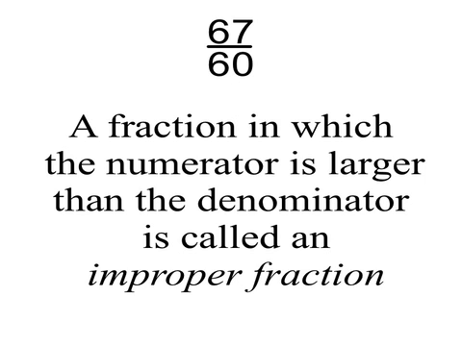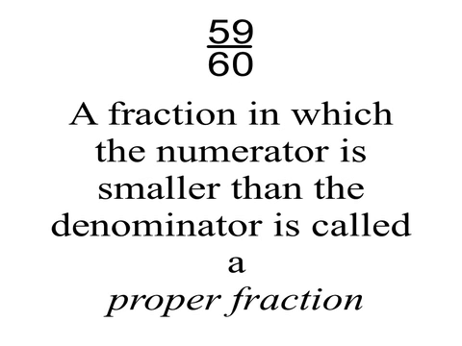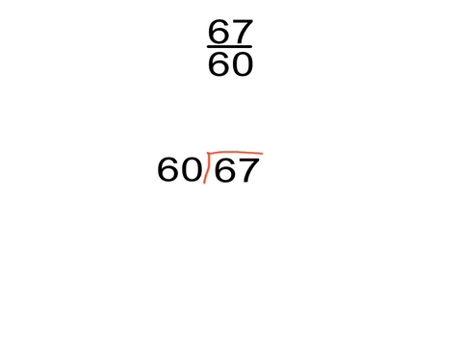We're looking once again at the simple fraction 67/60. A fraction in which the numerator is larger than the denominator is called an improper fraction. And you might guess then that a fraction in which the numerator is smaller than the denominator is called a proper fraction, such as the one shown here, 59/60. Now let's get back to 67/60.